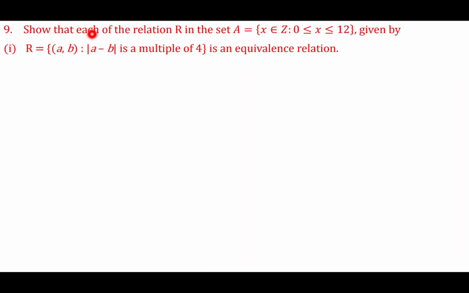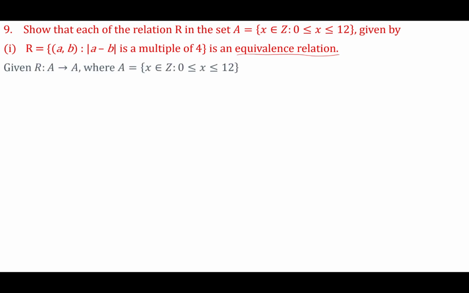Question 9. Show that the following relation in the set A = {x : x belongs to Z, 0 ≤ x ≤ 12}, given by the relation R = {(a, b) : |a − b| is a multiple of 4}, is an equivalence relation. So we have to show that this relation is equivalence, which means we have to prove the relation is reflexive, symmetric, and transitive.